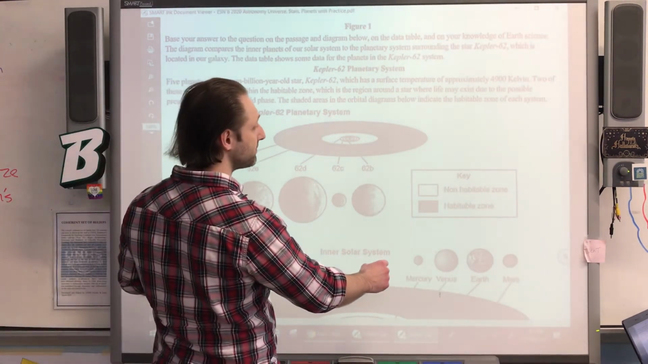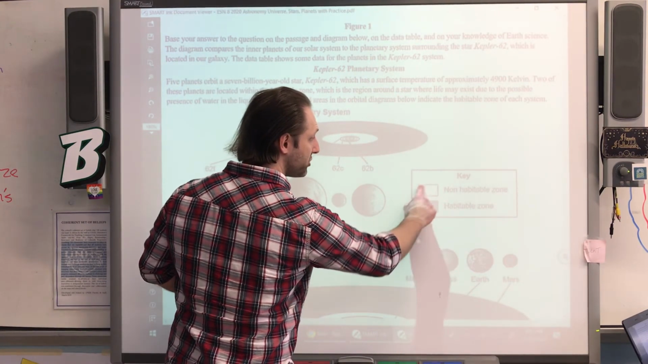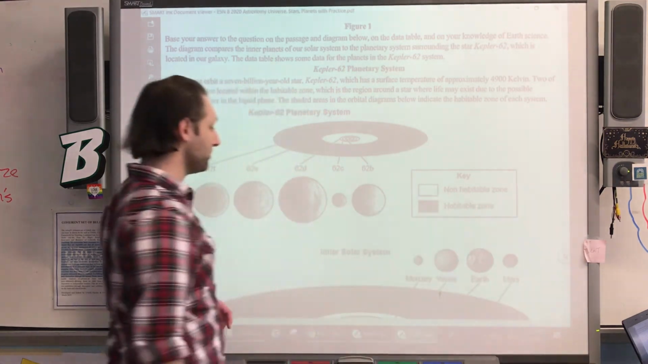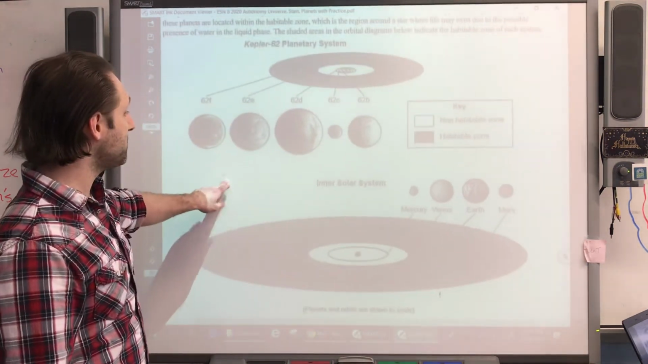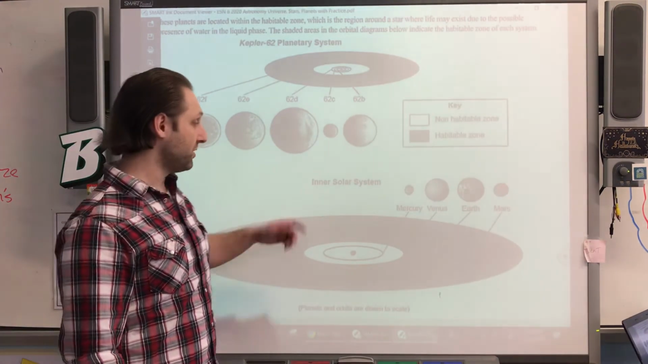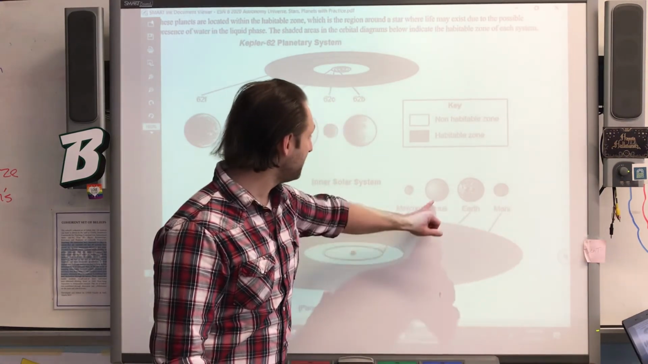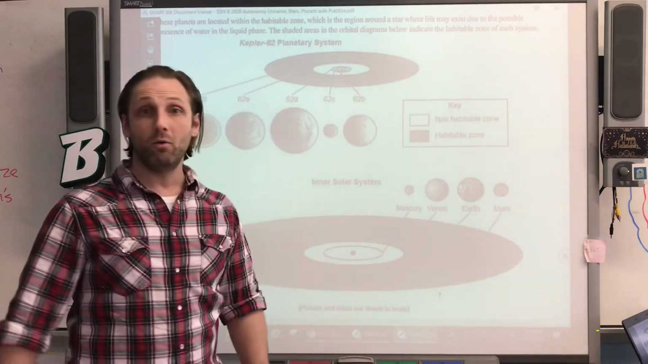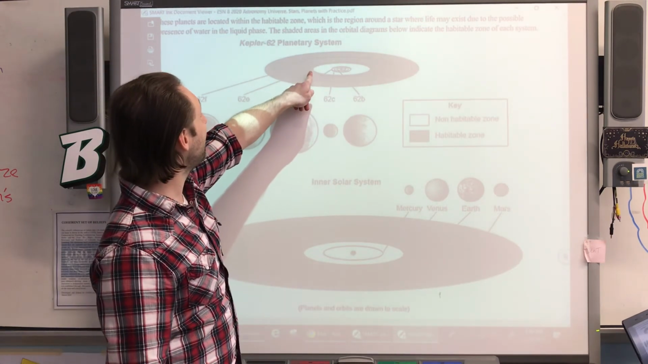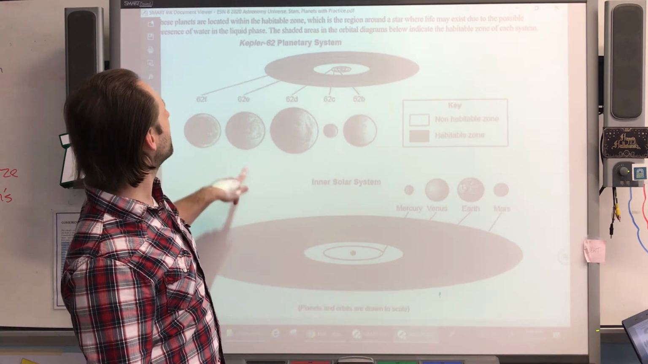So here we have this shading for habitable zone. This shading, or the absence of any shading, is the non-habitable zone. So that's for Kepler-62. Now for our solar system, this is the habitable zone. It shows our planets in which ones are habitable. And here it shows which ones are in the habitable zone.